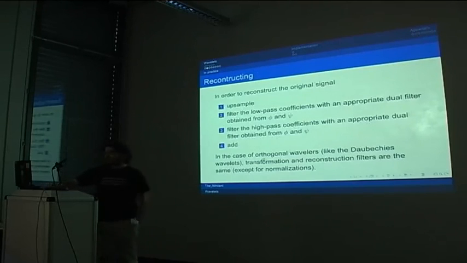Why I say orthogonal, it's because the orthogonal wavelets are actually a basis of the space that we are trying to represent. So it's the minimal set of functions that can represent the whole thing. I say this because it is possible to have non-orthogonal wavelets, that is, wavelets that are functions that are not linearly independent, but still allowing perfect reconstruction. And that's interesting.